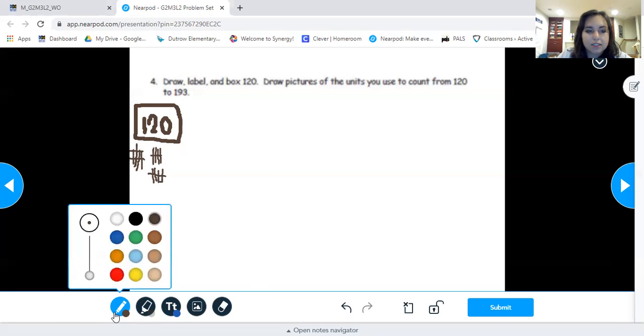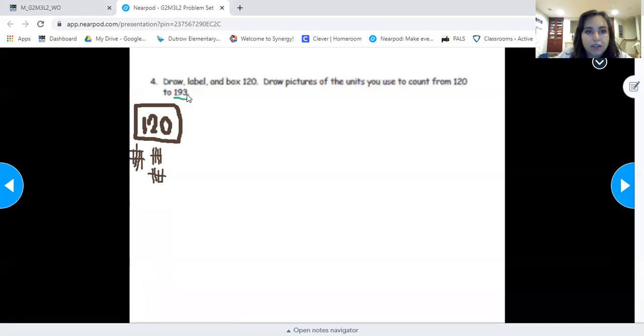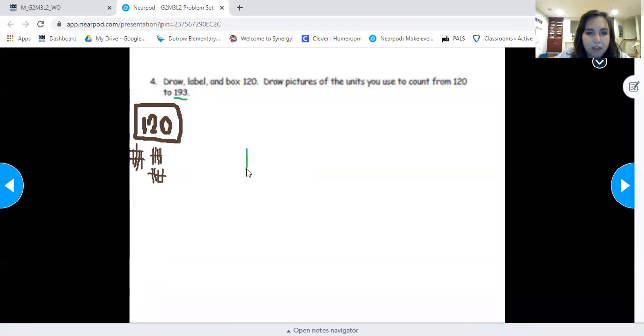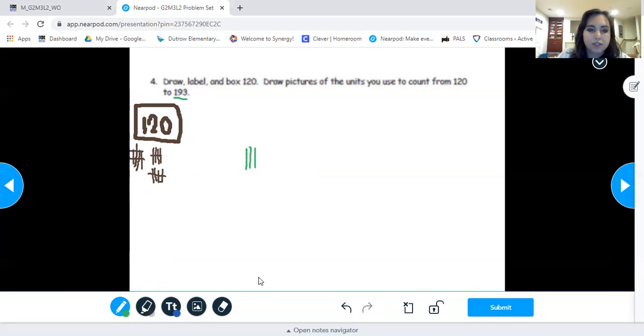One thing I noticed is that it's easier to count until we get each place value looking the same. And I'm going to start with my ones. And I'm actually going to make a different color pen for this. So 120, we have a 0 in the ones place. 193 has a 3 in the ones place. So how many ones do I need to add to 120? 3. 1, 2, 3. I drew those a little close together. You can spread them apart if you want.